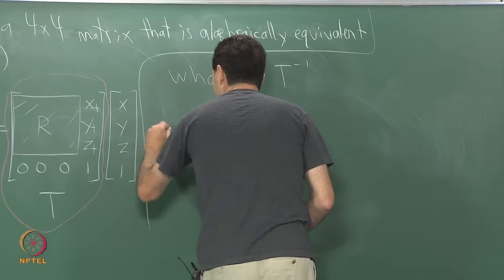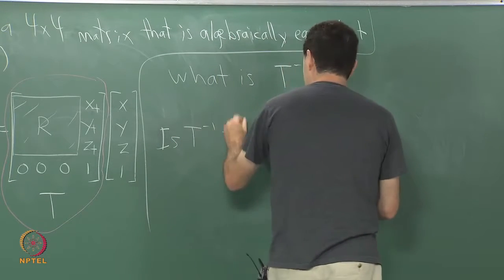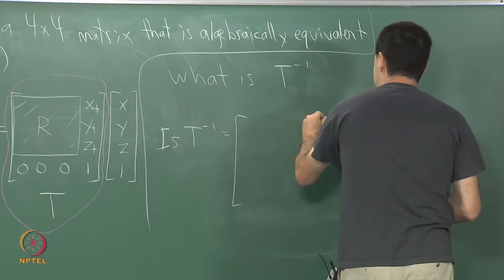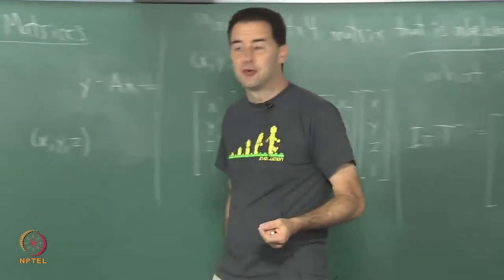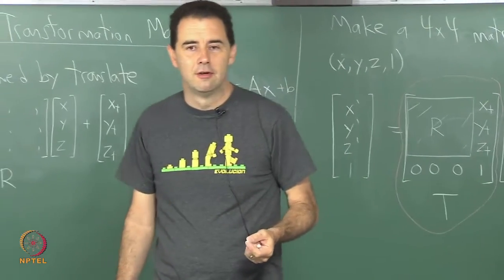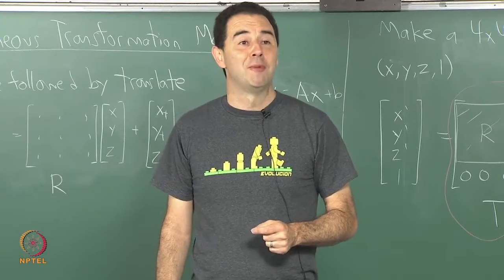So is T inverse equal to, well, why don't I just invert the rotation matrix? What's the inverse of a rotation matrix? Just a transpose, right? So this only happens for what are called orthogonal matrices.